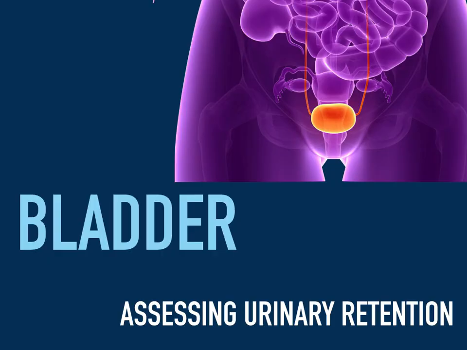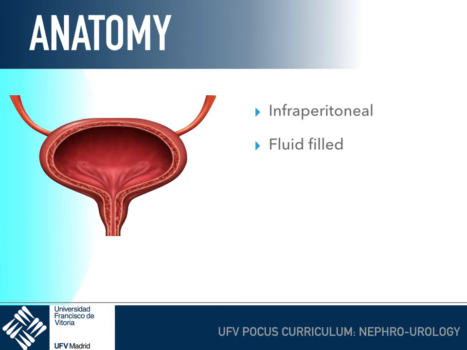The second organ we are going to evaluate is the bladder, mainly for assessing one particular condition, which is urinary retention, that in some cases, especially in obese patients, can be super challenging. The anatomy we are looking for is super easy. We know that the bladder is an infraperitoneal organ, which is full of fluid in general, in normal conditions. We know that in male patients, the inferior part of the bladder is related to the prostate.